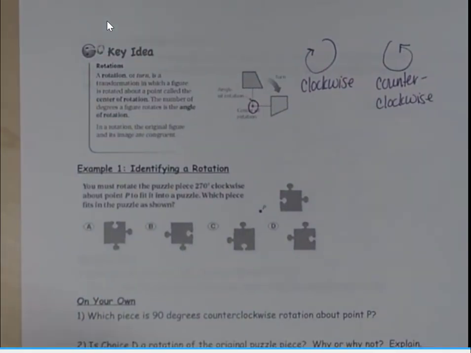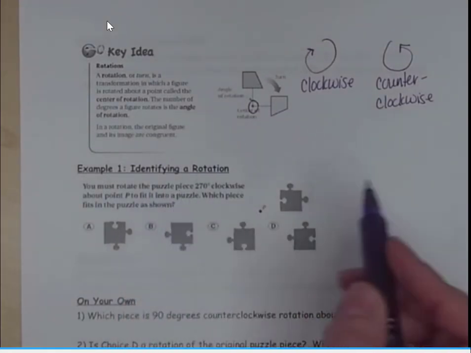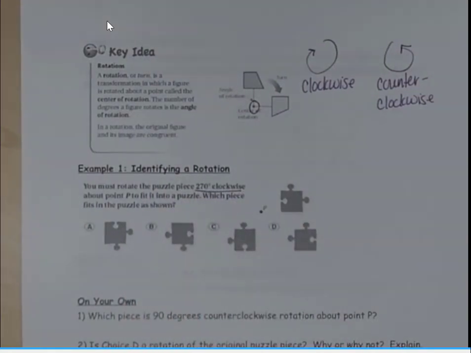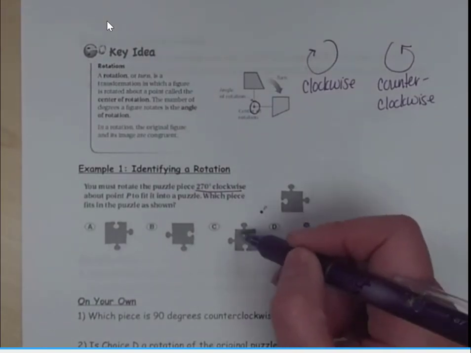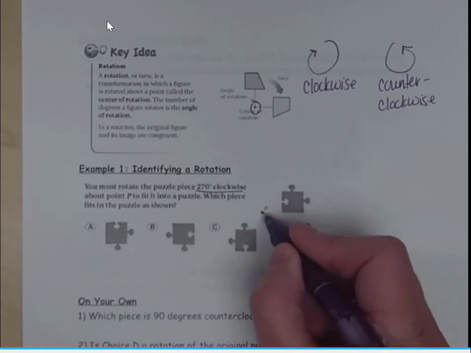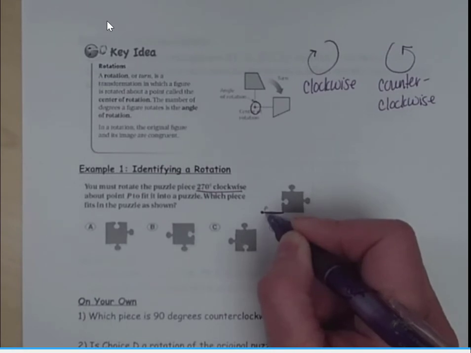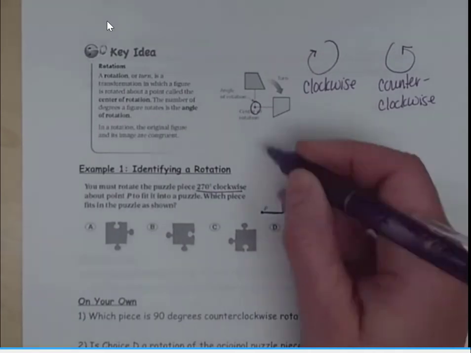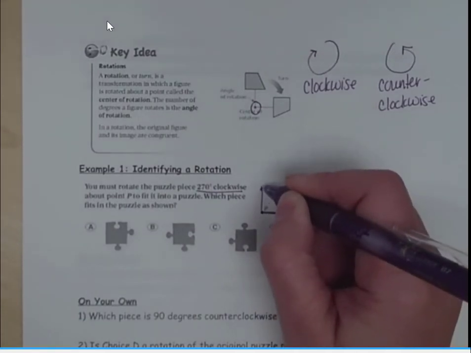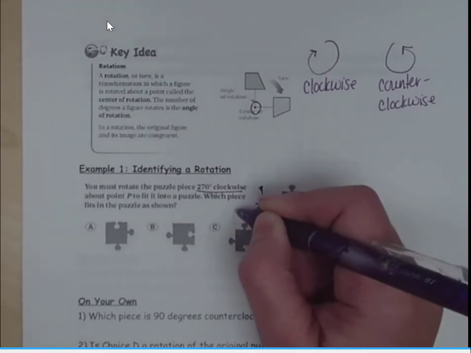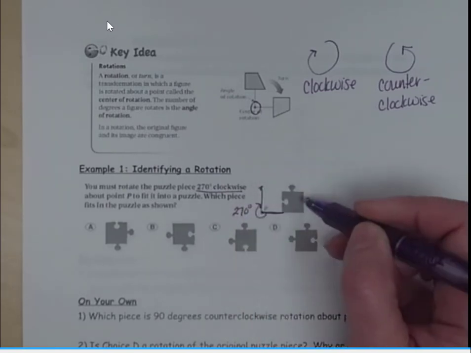So what we want to do is rotate this puzzle piece 270 degrees clockwise. So that means we're going to move it this way. I'm going to take this shape right here and move it 270 degrees. So that is 90 times 3. So this is 90 degrees, 180. So this right here would be a rotation of 270 degrees.